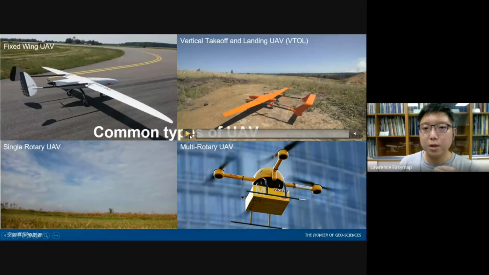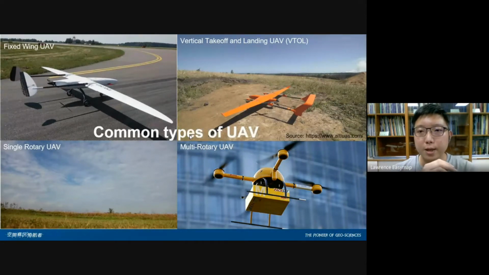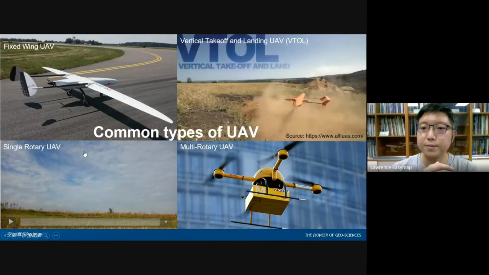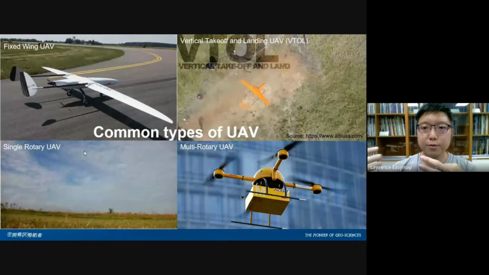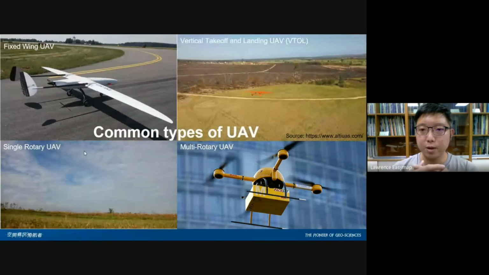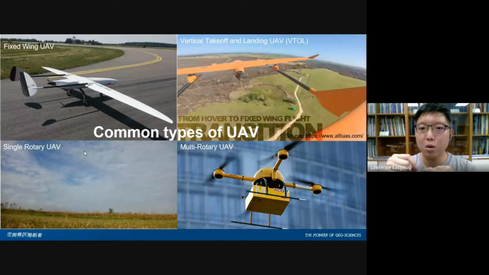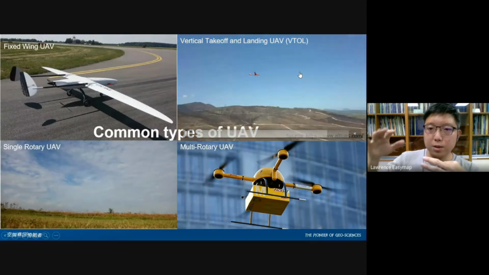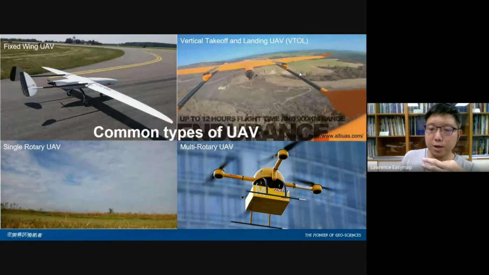The third one is the vertical takeoff and landing UAV. We call it VTOL. It is a kind of UAV that appeared in the market in recent years. It is something very new for us, and you can take a look at the video here. The shape of the UAV is just like a fixed-wing aircraft. However, it is equipped with something more. You can see four propellers on the fuselage, so the aircraft can take off from the ground.